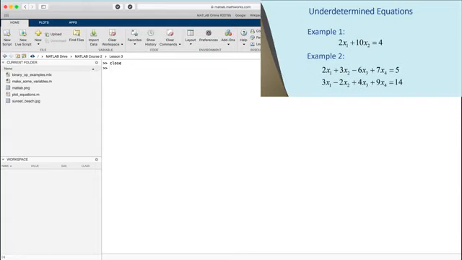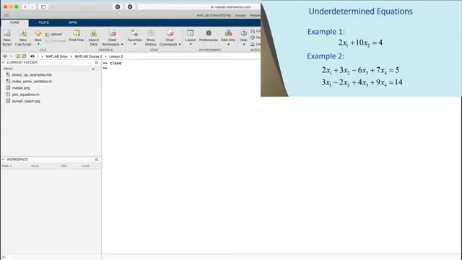Before we look at the backslash solution to each one of these, let's think a minute about what to expect. To solve the first equation, it'll need to find two numbers such that twice the first one plus 10 times the second one equals 4. Well, if you ask me to do that, I'd be lazy and pick 0 for one of them and set the other one to make the left side equal to 4. Like say x1 equals 2 and x2 equals 0. Because 2 times 2 is 4 and 10 times 0 is 0. So 4 plus 0 is 4.